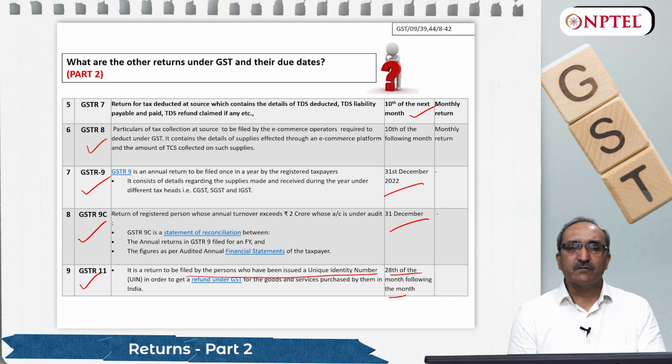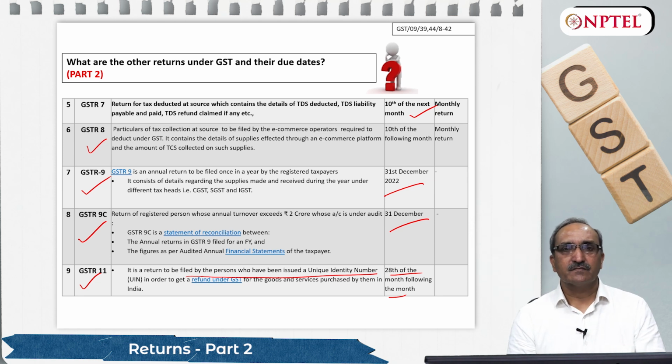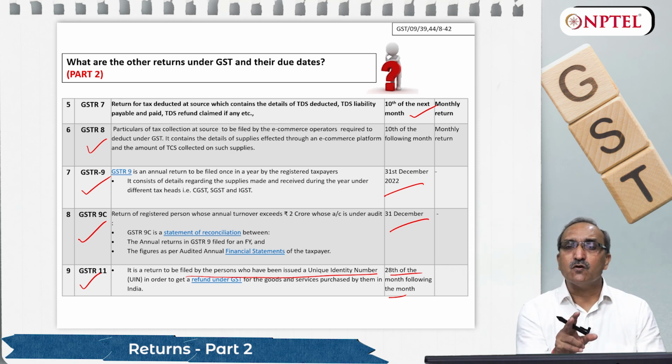So apart from these, there is another important return, that is GST 3B. We will discuss it in today's presentation only. GST 3B is directly linked with your GSTR 1. In GSTR 1, I am just declaring my liability, but in GST 3B, I am paying my liability based on what I have declared in my GSTR 1 return. We will see that also, because in GST 3B, I am also availing the benefit of ITC.